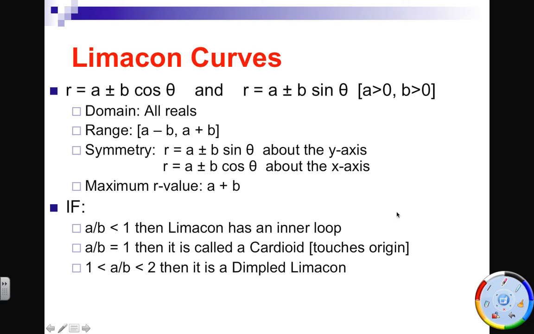And if a over b is between 1 and 2, it's called a dimpled Limaçon. Oh, sorry, I had 4 of them here. And if a over b is greater than 2, then it's convex. I'm going to give you a second here.